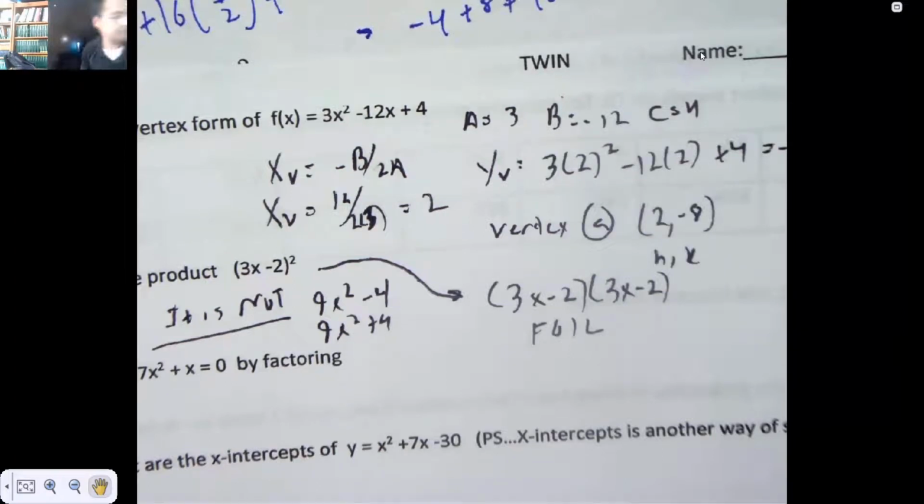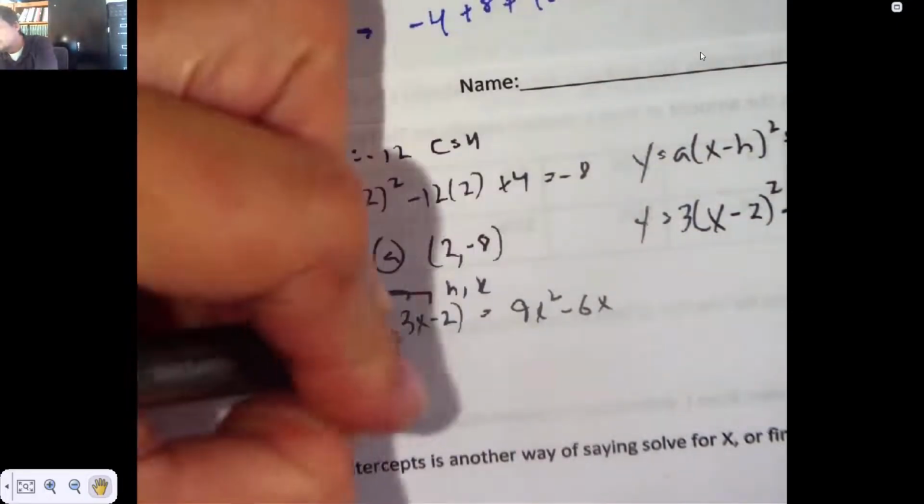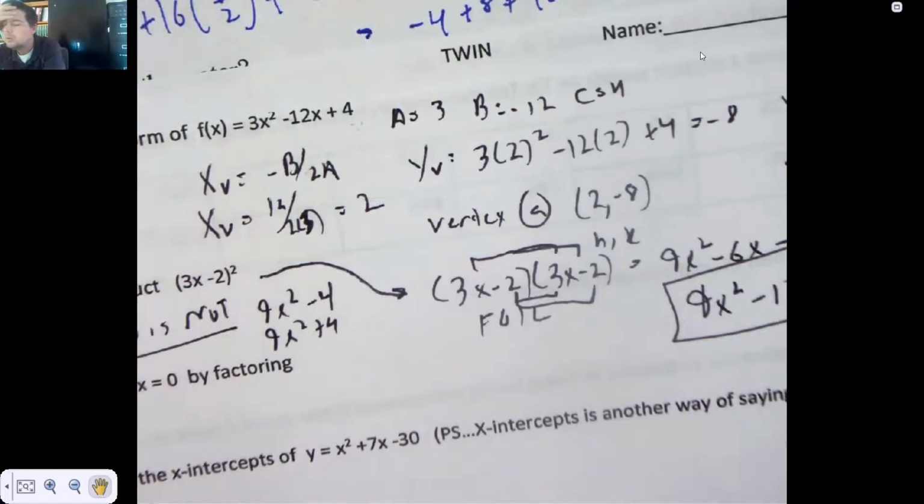Write it twice, FOIL it out. So 3x times 3x is going to be 9x squared. 3x times negative 2 is minus 6x. Negative 2 times 3x is minus 6x again, and negative 2 times negative 2 is plus 4. Combine like terms: 9x squared minus 12x, add 4. That's the result. It's an easy problem. It's supposed to be a freebie. A third of you will pick something like this or that. 1 in 3 of you will do it.